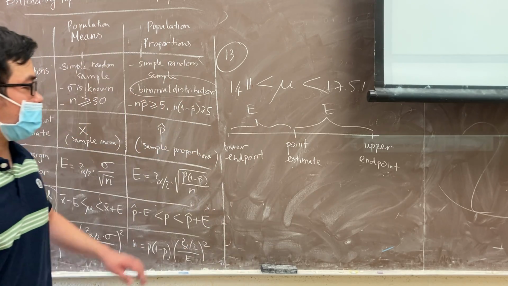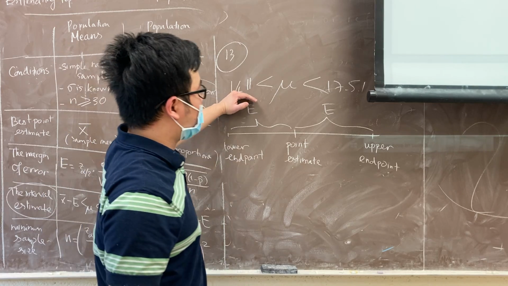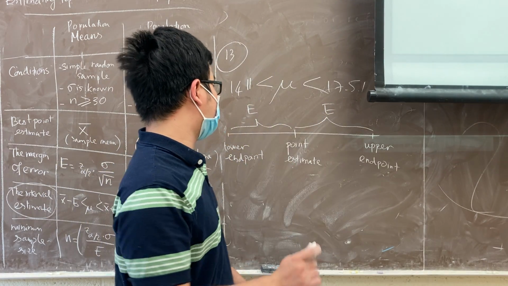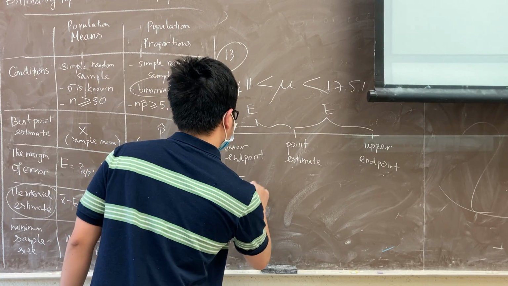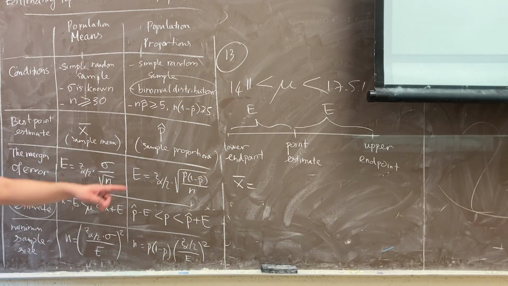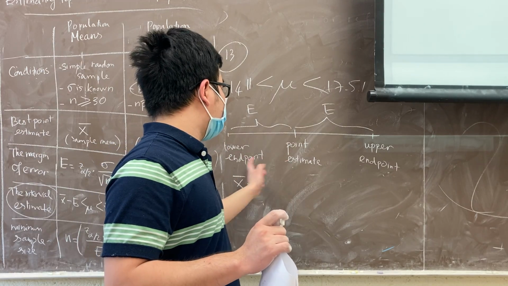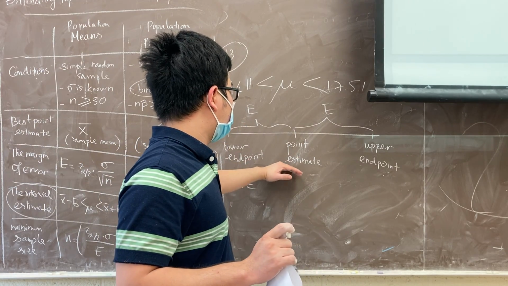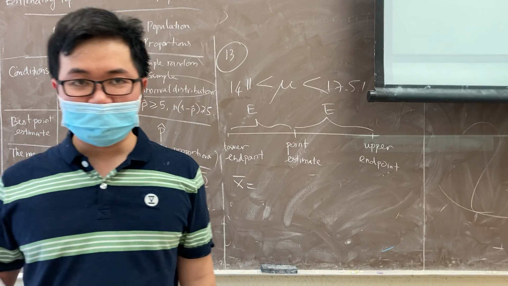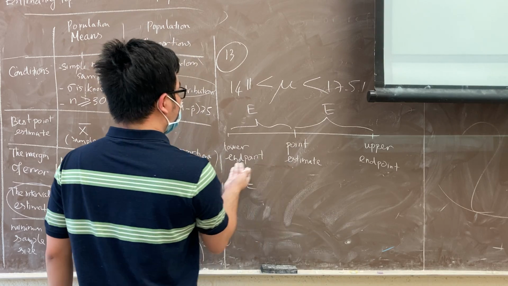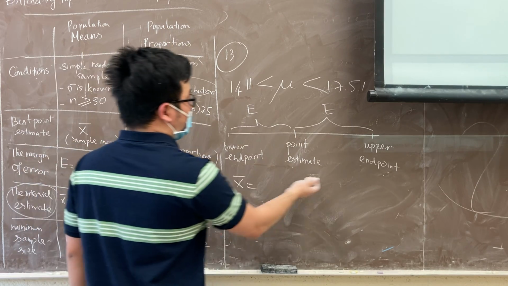In this case, they give you the lower end point, which is this number, and the upper end point, which is this number. So how do we find the point estimate in this case? You can see here the point estimate is the midpoint of this line, right? So could you tell me how to calculate the point estimate if we have the lower end point and upper end point?